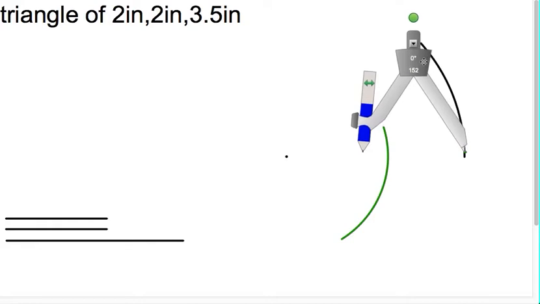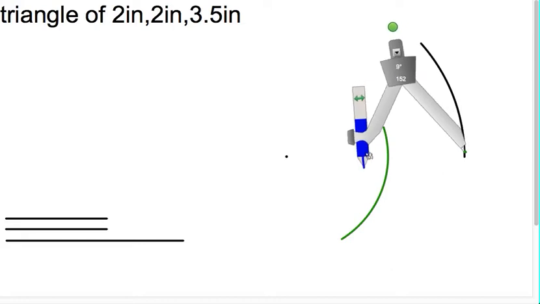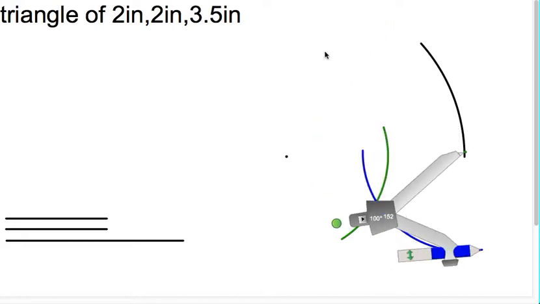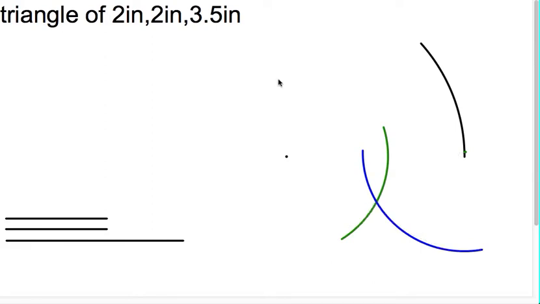Okay. And from there, you're going to create an arc. And where those 2 arcs meet, the one you made in the step prior and the one you just made in this step, and they will only meet at one point, okay, right there, wherever they intersect. Okay, that point is the last point that we're going to need to make our triangle.